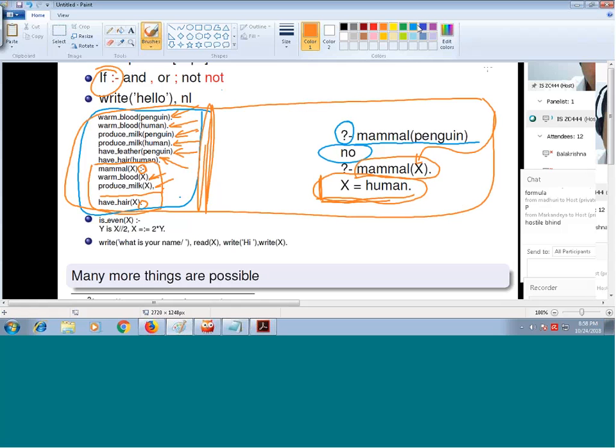Another thing, there is a similar kind of is even. If I want to find out whether a number is even or not, I can write a function like this, is even X. In another file, if I define is even X, how do I define it? Like this: Y is X divided by 2. This is the formula. X percentage 2 means X is divided by 2. Actually it is equal, but instead of equal it uses is.